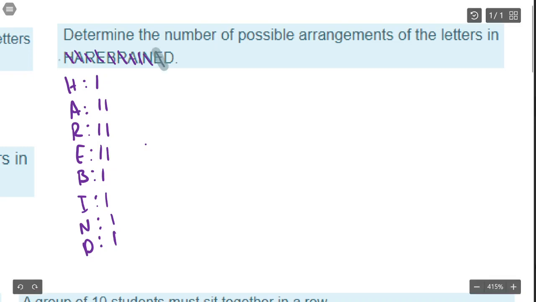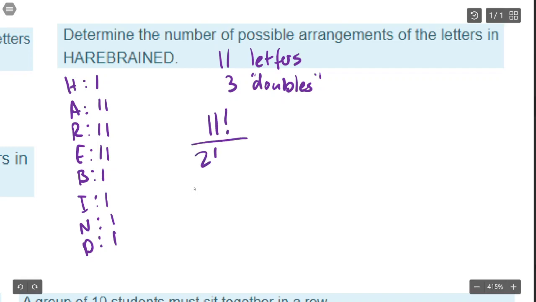Let's just double count. 1, 2, 3, 4, 5, 6, 7, 8, 9, 10, 11. And we had 11 ticks. Okay, also a good idea to double check that, to make sure that you didn't count something incorrectly. So 11 letters and 3 doubles, right? So there's 3 letters that repeat as doubles. So that is 11 factorial divided by 2 factorial, 2 factorial, 2 factorial.